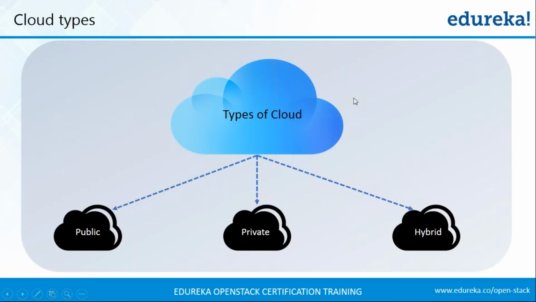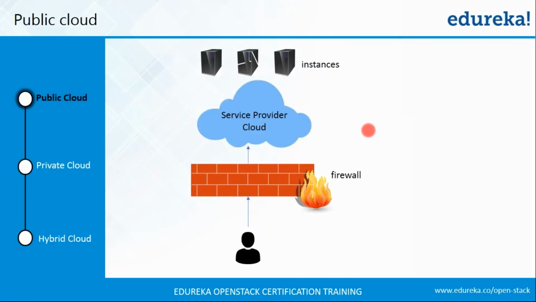Okay, now there can be broadly 3 types of cloud. We can have a public cloud, a private cloud, or a hybrid cloud. So let us take a look at them one by one. So let's see what is a public cloud. So this is you who is trying to access a public cloud, and this is your service provider cloud. This is the public cloud that is managed by a cloud provider or a cloud vendor. So what you have to do is you have to go through their firewalls. So these are all the security protocols. So there would be authentication when you try to go through the firewall to access the cloud infrastructure.